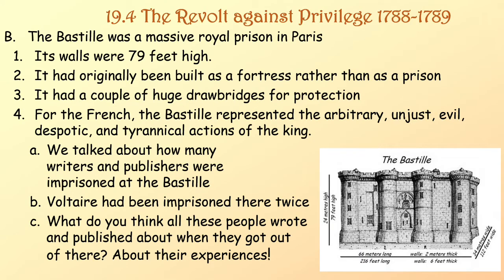The Bastille was a massive royal prison in Paris. Its walls were 79 feet high. It had originally been built as a fortress rather than as a prison, had a couple of huge drawbridges for protection, and for the French, the Bastille represented the arbitrary, unjust, evil, despotic, and tyrannical actions of the king.